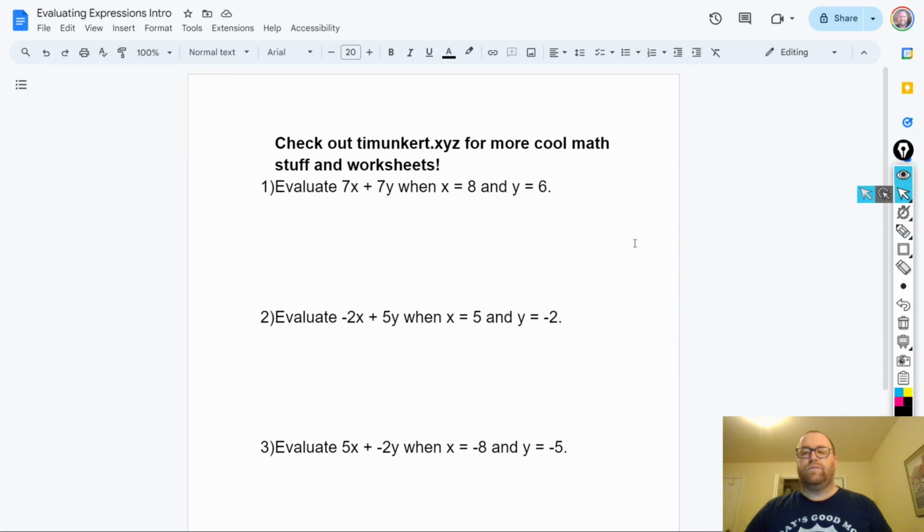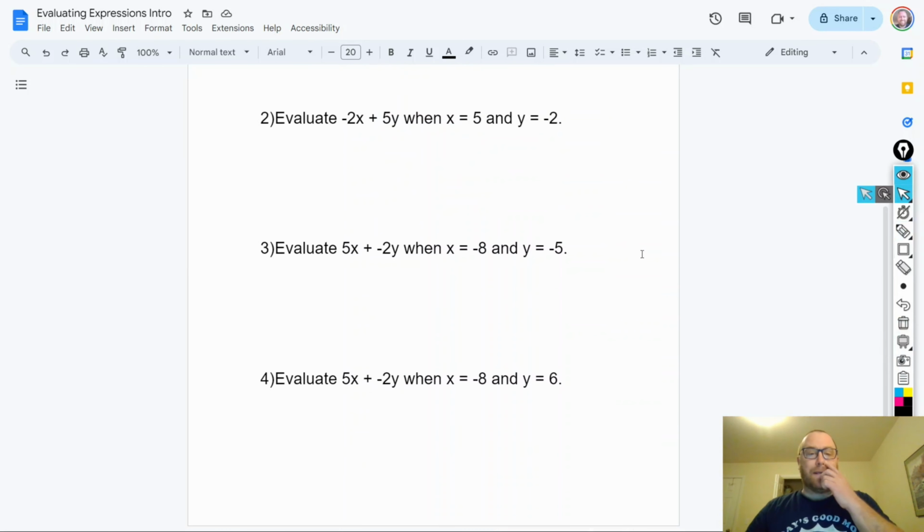Okay, so let's move this up and take a look at 3 and 4. Okay, so in problem 3, we're going to evaluate 5x plus negative 2y when x is negative 8 and y is negative 5. So instead of 5 times x, we'll do 5 times negative 8, and then we'll add that to negative 2 times negative 5. Okay, so let's write this out.